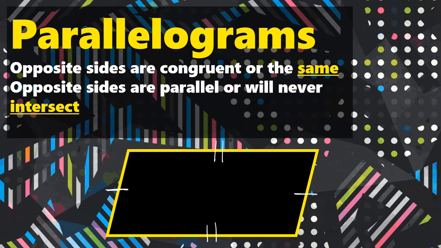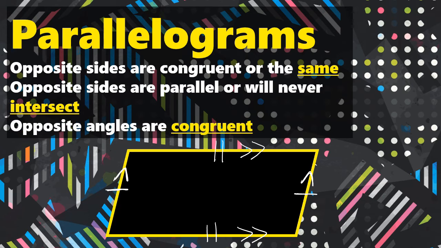We also can tell that the opposite sides are parallel, or will never intersect. The left and the right side are opposite sides, so these sides are parallel. We're going to mark that off with arrows. We'll put one arrow on each for the left and the right. Then our top and the bottom are also parallel, so we're going to mark that off with two arrows, saying that these two lines are parallel and will never intersect.